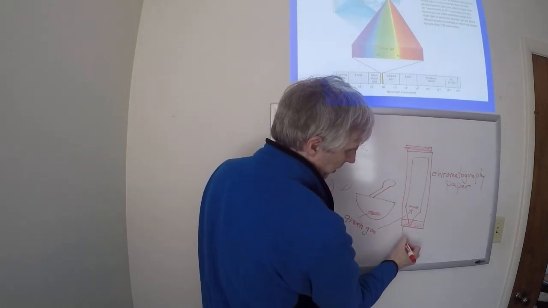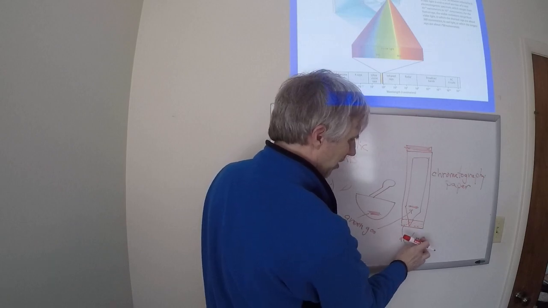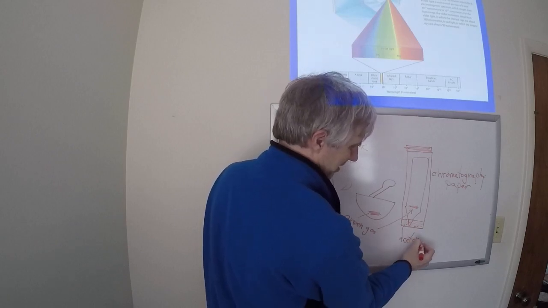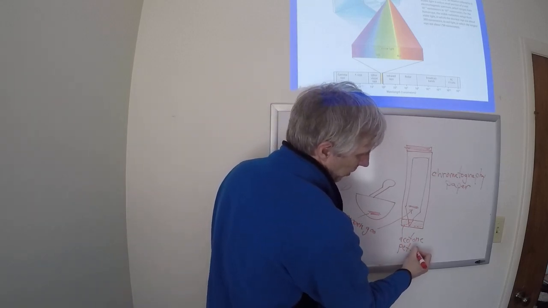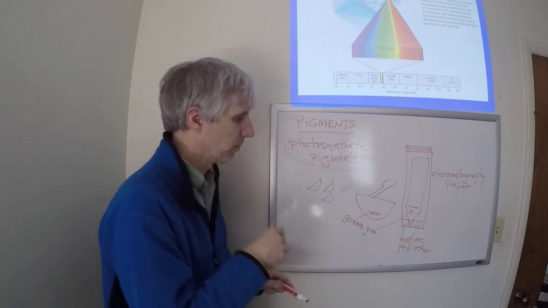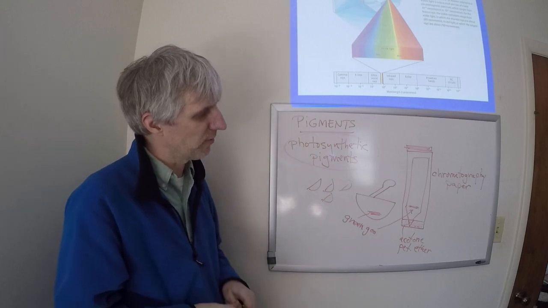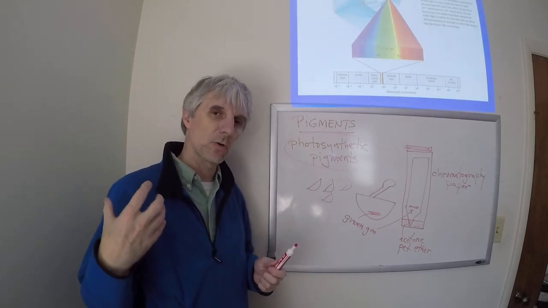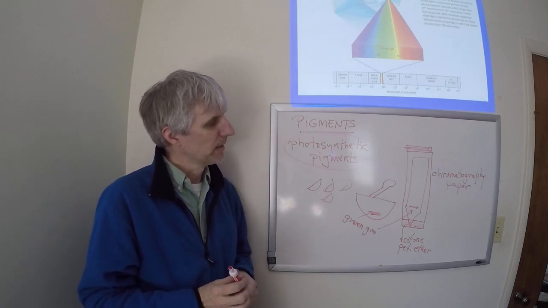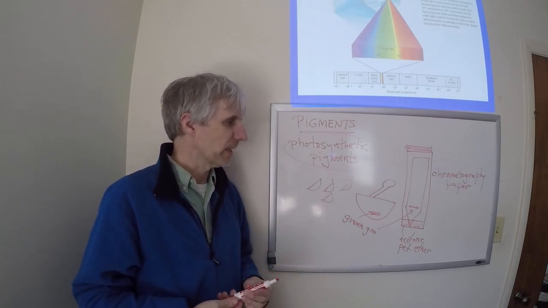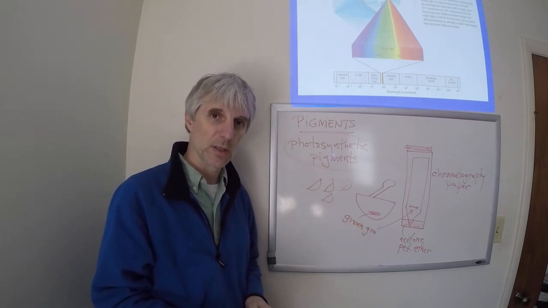Now the solvents we're going to use are pretty common solvents. One of them is acetone, and the other one is petroleum ether. More on those in a second, but we're going to mix the two, and that's the liquid that's found at the bottom of our chromatography tube. Okay? Now, the thing about acetone is photosynthetic pigments will dissolve in acetone.